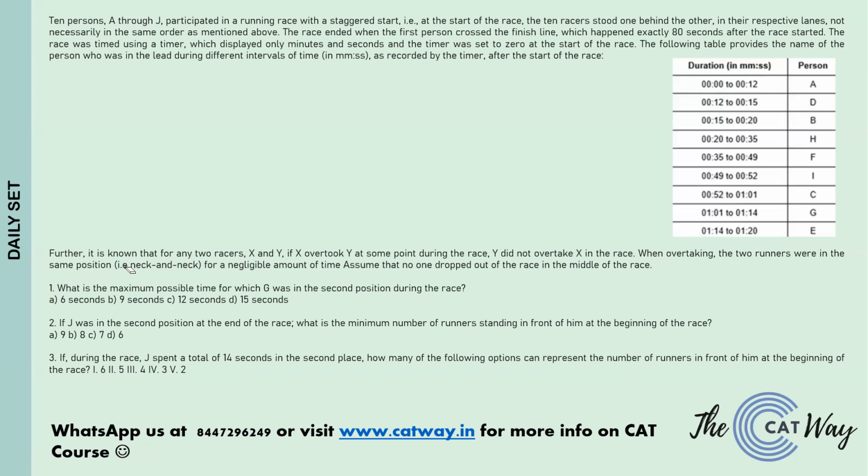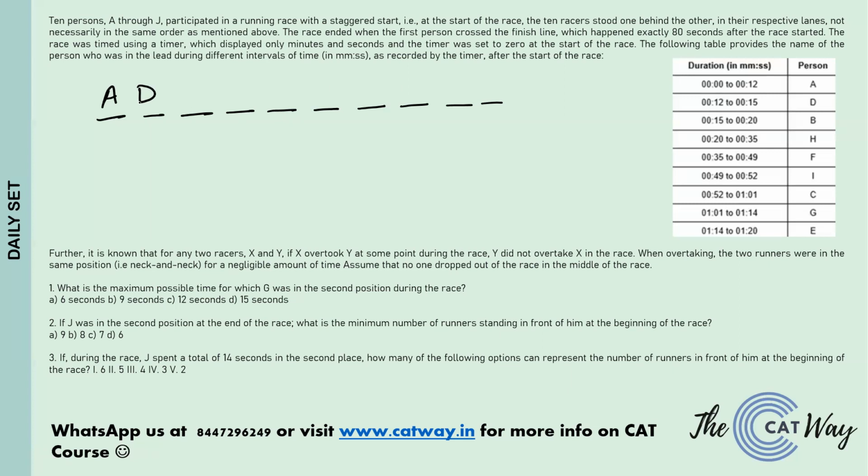What we know is that A was in the first position. We have 10 places: 1, 2, 3, 4, 5, 6, 7, 8, 9, 10. Now what could have been the position of D? Since D could have only overtaken A, D could have come into the second position. None of the others he can overtake.